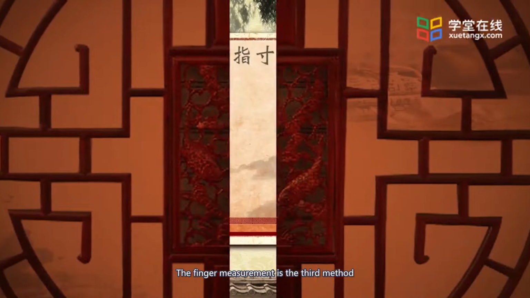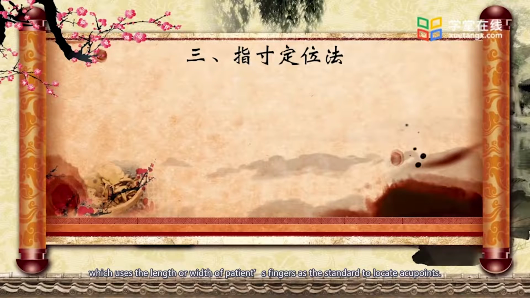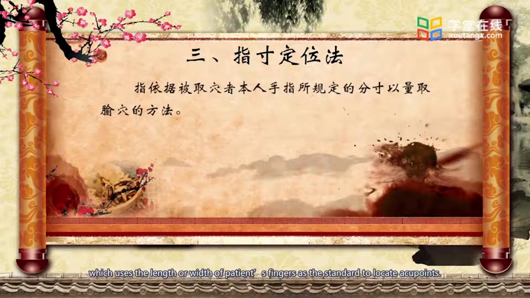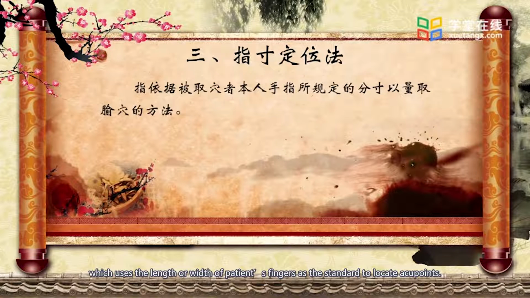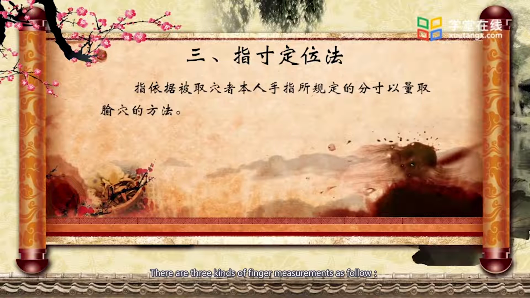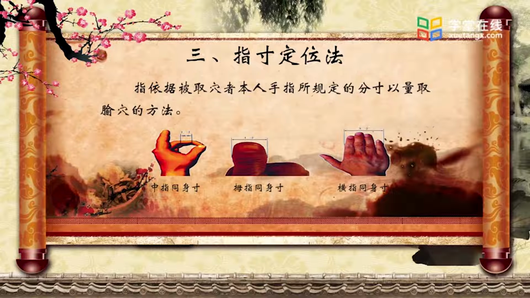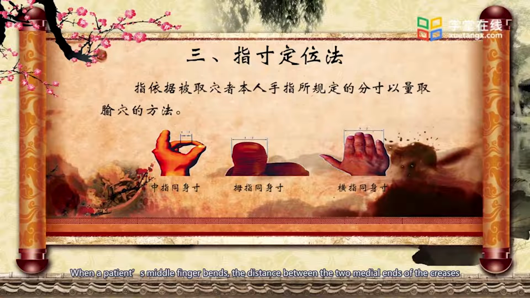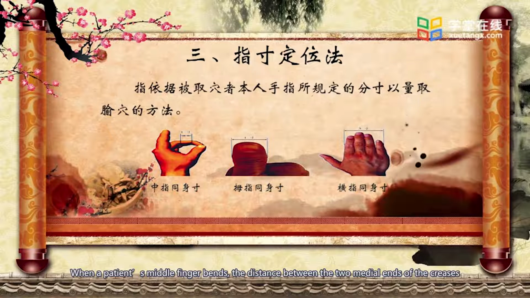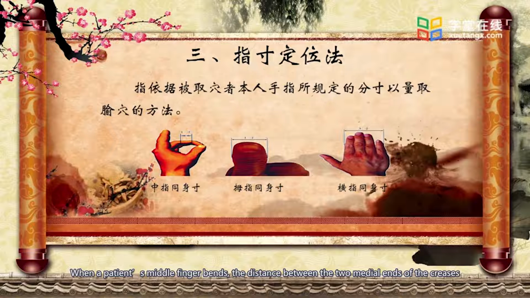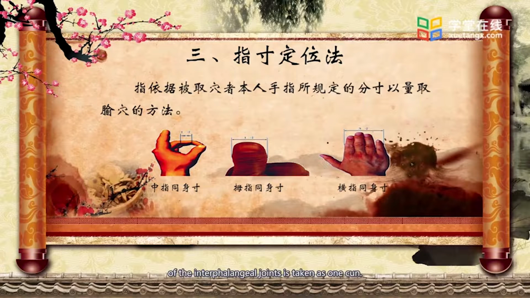The finger measurement is the third method, which uses the length or width of the patient's fingers as the standards to locate acupoints. There are 3 kinds of finger measurement as follows. Middle finger measurement is the first one. When the patient's middle finger bends, the distance between the 2 medial ends of the creases of the interphalangeal joints is taken as 1 cun.